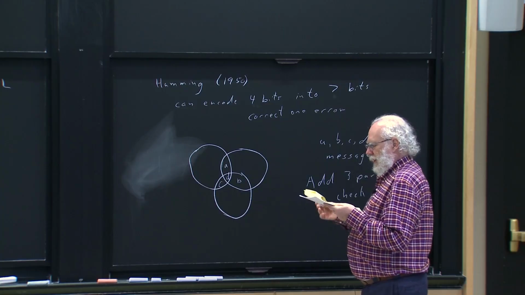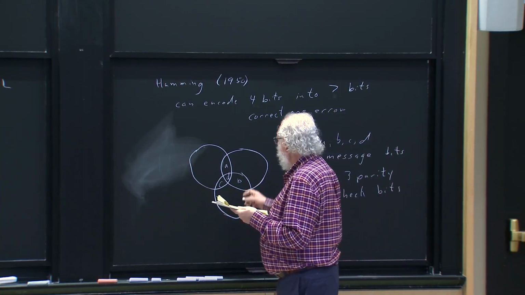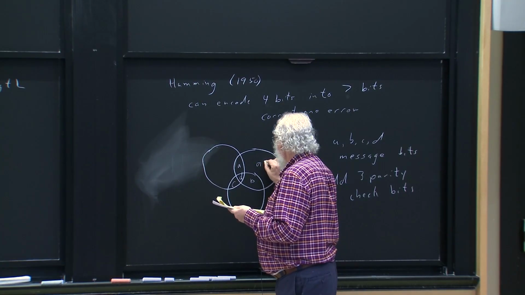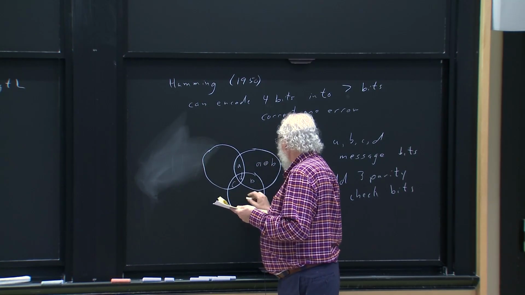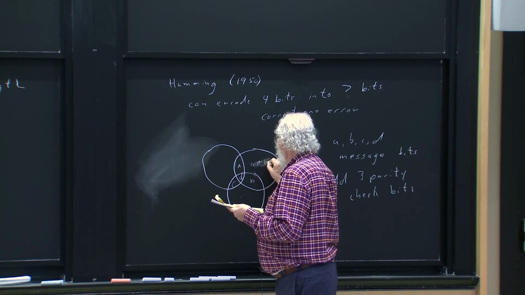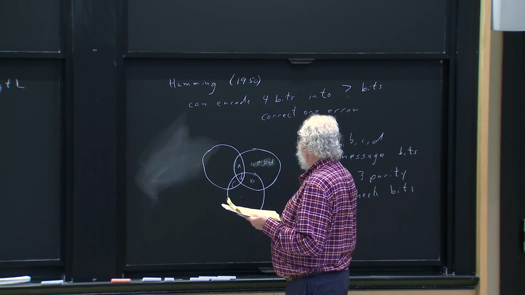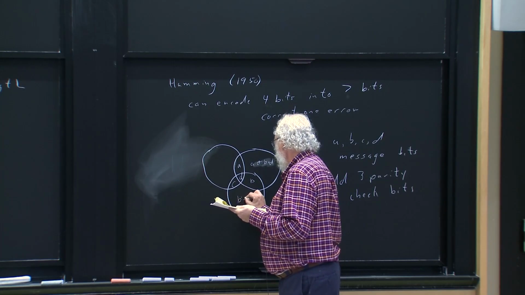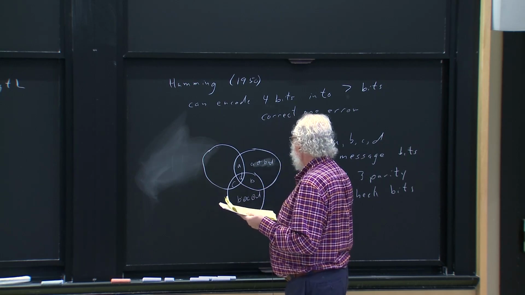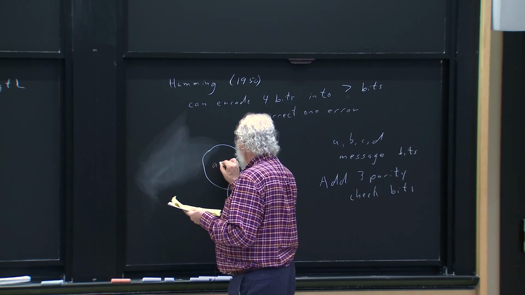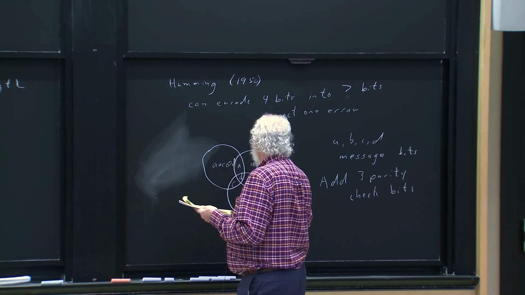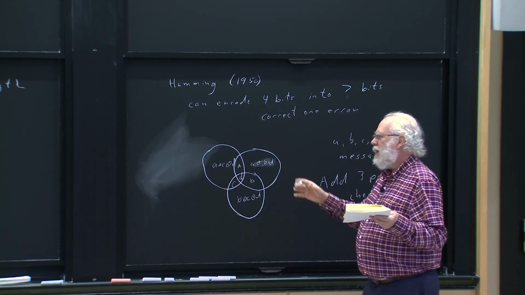And these bits are going to give you the error correction ability. So let's say this is A plus B. This is A plus B plus D. This is B plus C plus D. And this is A plus C plus D, where the plus is exclusive OR, so binary addition.